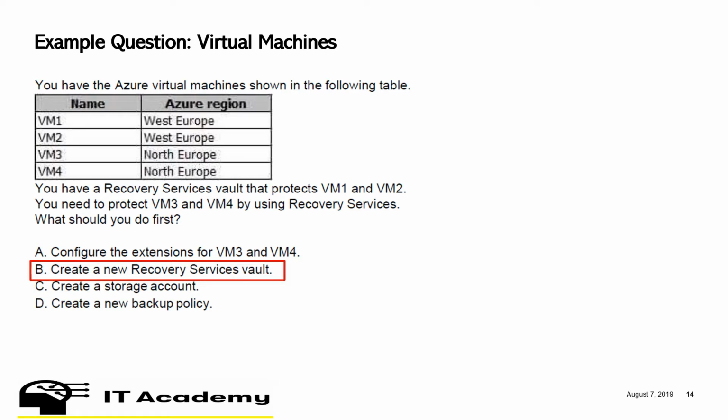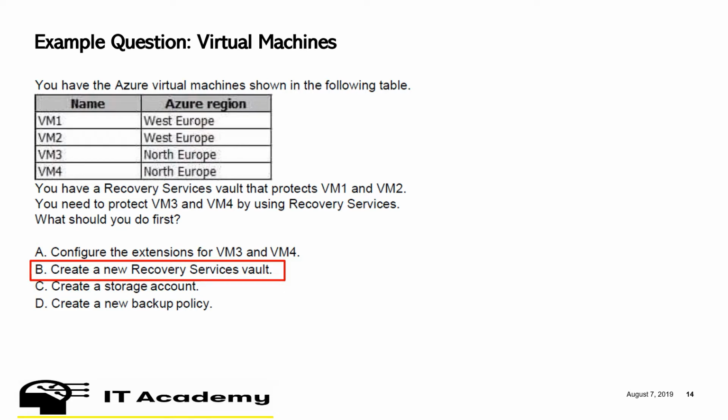So what that then means is, if we want to start protecting VM3 and VM4, we'll need to have a Recovery Services Vault in the North Europe region. We can't use the existing West Europe one because it's in the wrong place for those virtual machines. So that tells me that my first step here is going to be to create a new Recovery Services Vault.